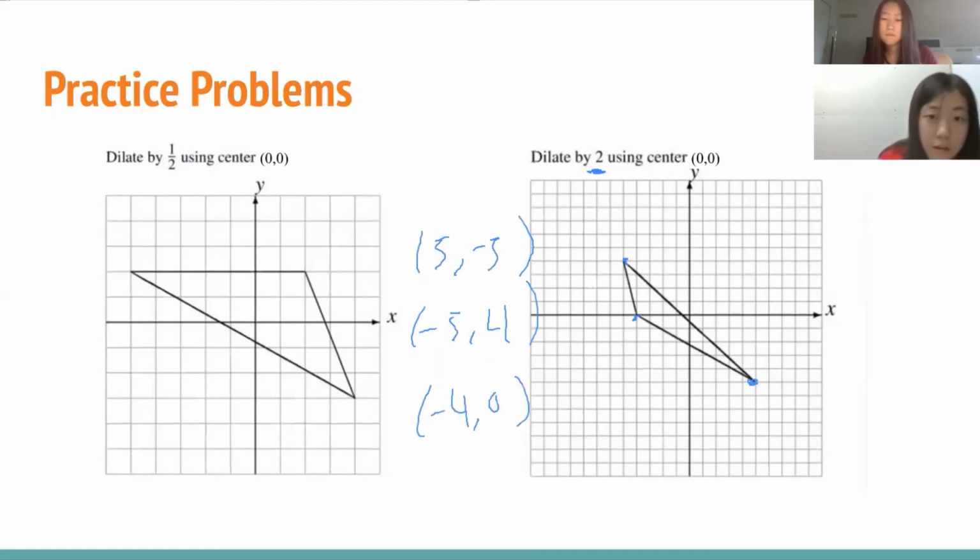So this time you have to dilate it by a scale factor of 2, so you have to multiply everything by 2. So this will be 10, -10. This will be -10, 8. And this will be -8, 0.